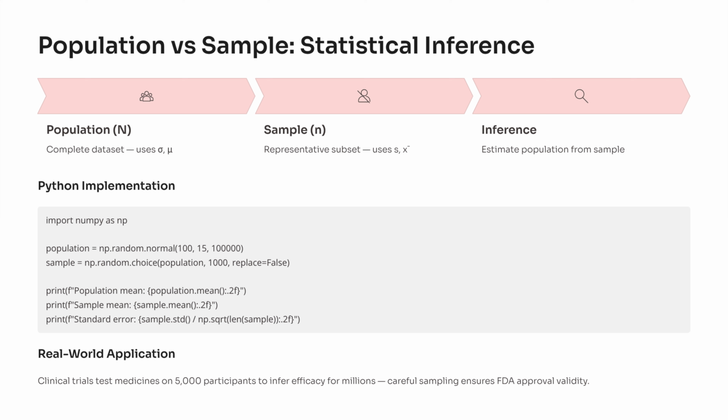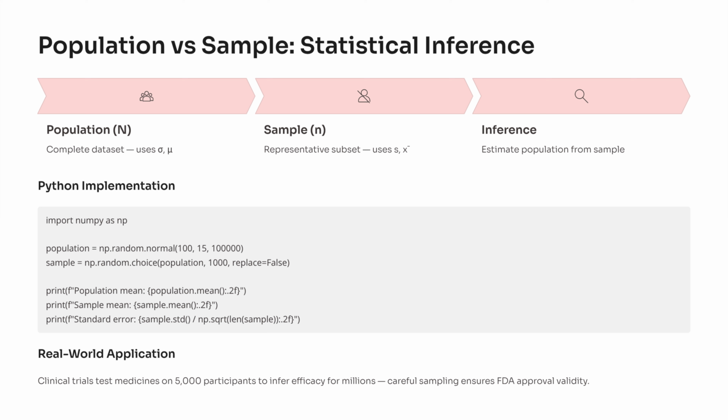In real-world analytics, that's exactly what happens. For instance, clinical trials test medicines on about 5,000 participants to predict how the drug will perform for millions. The same principle guides survey analysis, A/B testing, and model validation. Every time you train a machine learning model, you're relying on a sample of data to infer performance on the entire population.